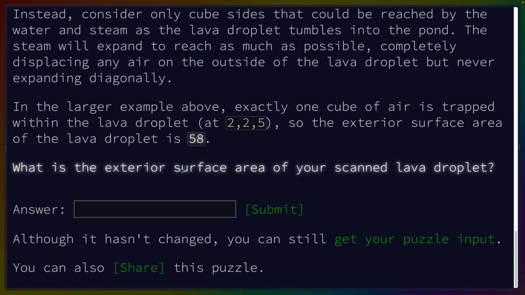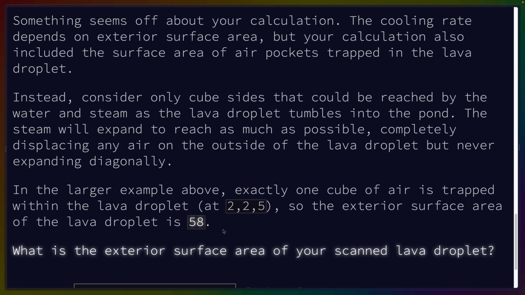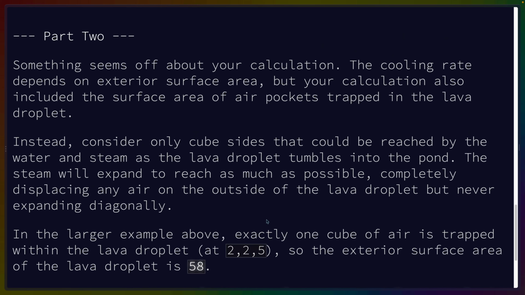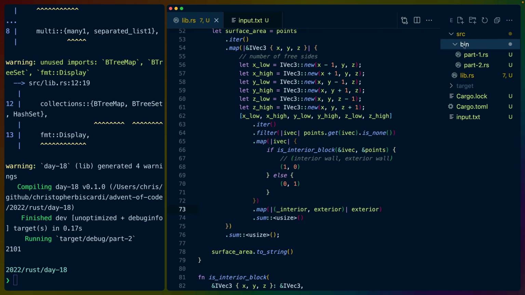Back into 18. What is the exterior surface area of your scanned lava droplet? So it's really unfortunate that they gave us a single, very simple test case and not something representative of the input. Because now we have to figure out what could possibly be going wrong. I think our calculation is accurate, but the problem is probably that it doesn't look like a cube. So what if we do something super silly to take a look at it?